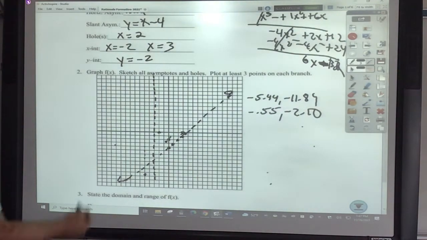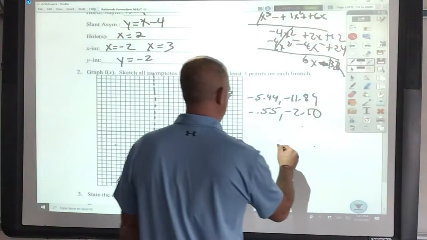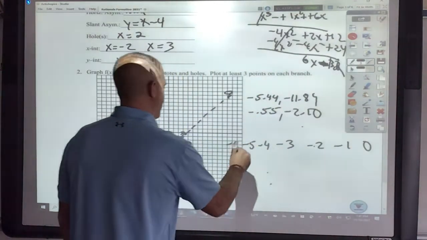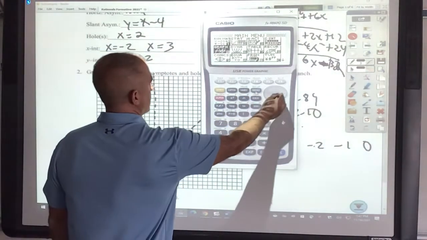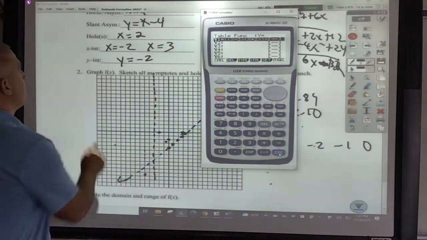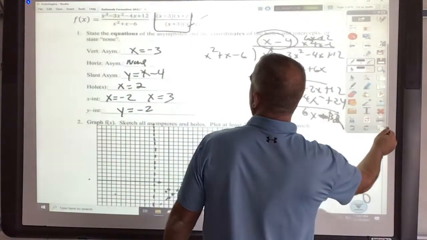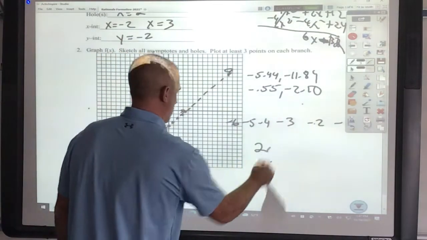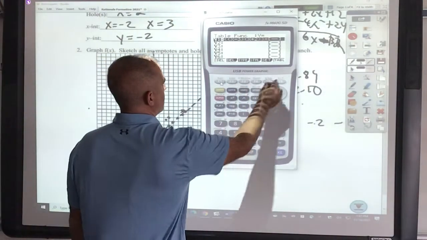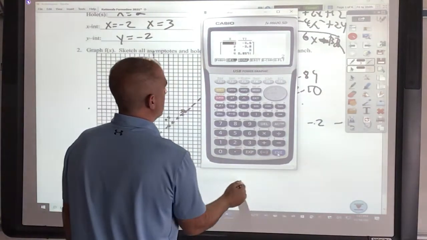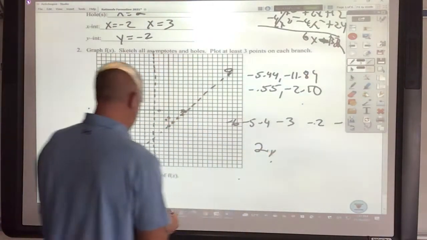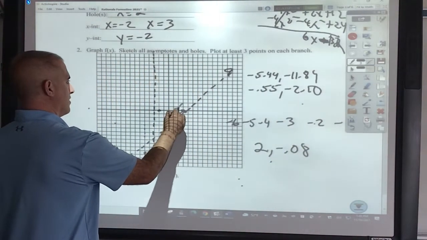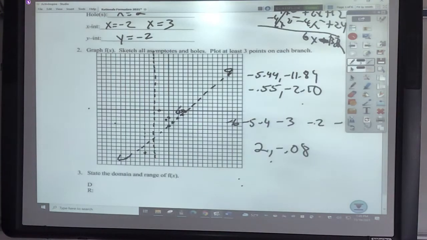Now my vertical asymptote was -3. So I want to look at -2, -1, 0, -4, -5, -6 as far as points go. I also have to account for my hole. My hole here was x equals 2. So I go over to the table function. I put the hole in as 2. That's 2 and -0.8, 0.8. So that'd be right there.